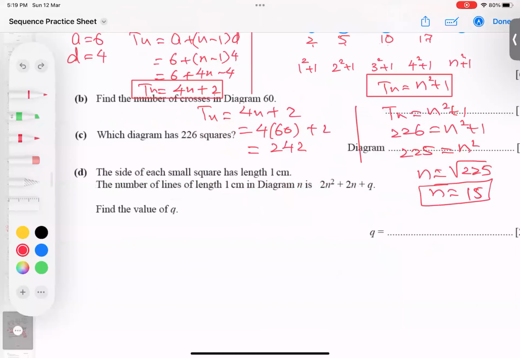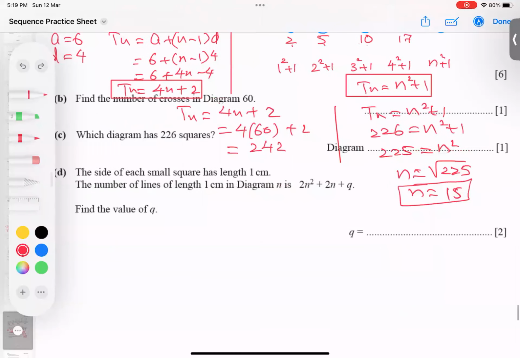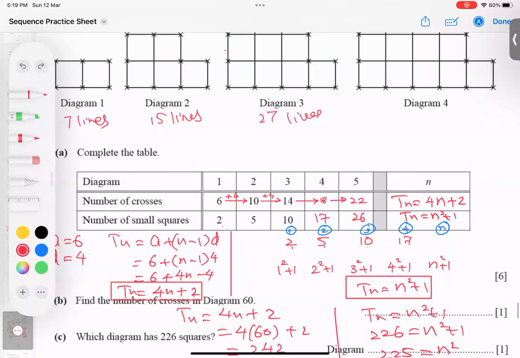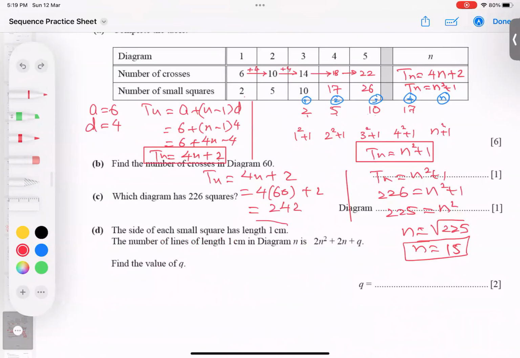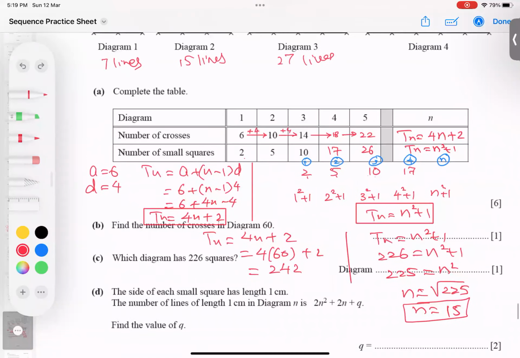Now this question is very interesting because some students are getting issues in this. There are two techniques to solve this question. One is because he talks about 1 centimeter lines. The side of each small square has 1 centimeter lines. The number of lines of 1 centimeter in the diagram given by him is this. Okay, I can do it in a very short technique. Okay, look at it now.